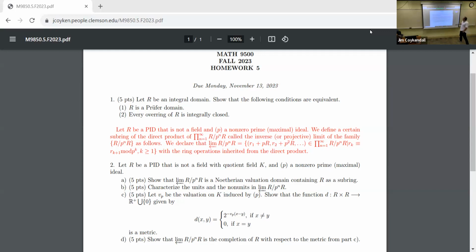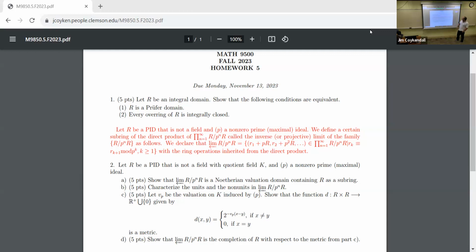Let me give you an example; I'll talk about an example of this in a moment. What has to happen is, for example, r2 and r1 have to be equivalent mod P, r3 and r2 must be equivalent mod P squared, r4 and r3 mod P cubed, and so forth. And this forms a ring with the inherited operations from the direct product. It's easy to verify that when you sum or multiply two things in this form, the result is still in there. So you should probably take a look at that.